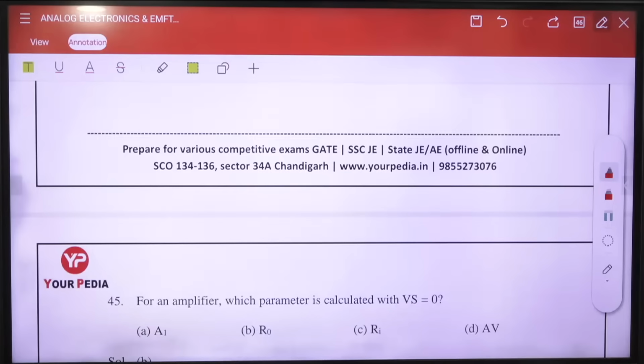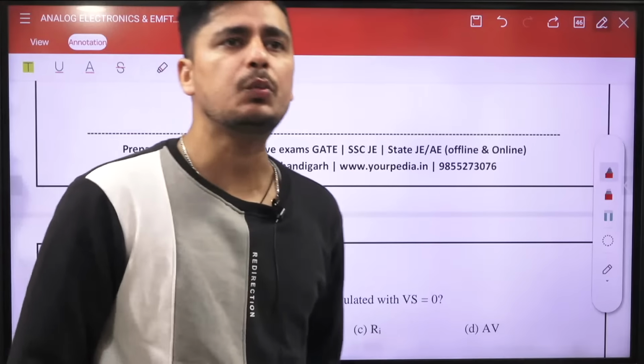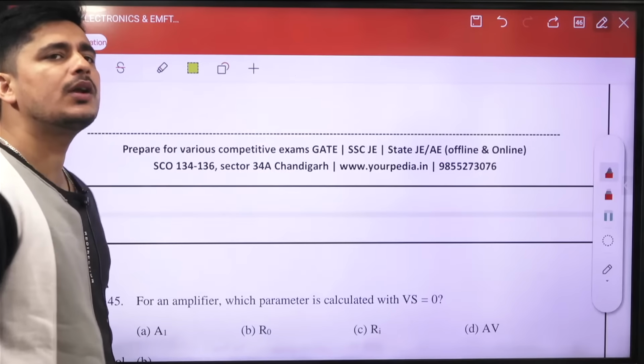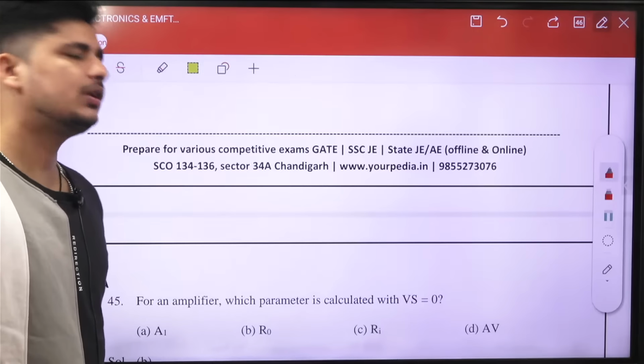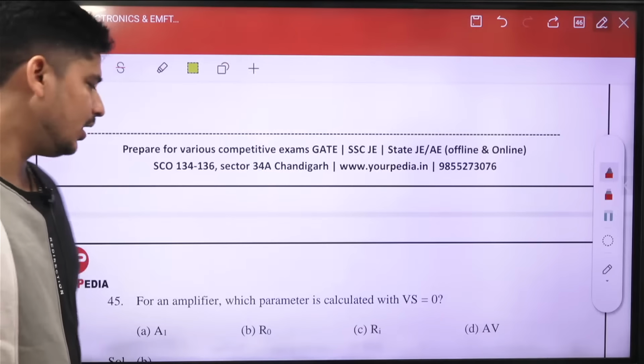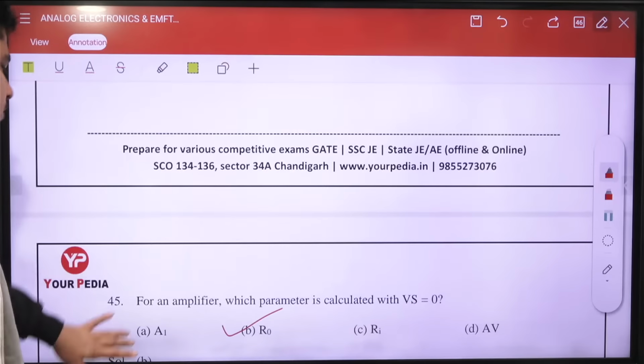Which parameter of an amplifier is calculated when your Vs is 0? Vs means source voltage is 0. If you remember, in case of an amplifier, if you want to find the output impedance of that circuit, then you have to set the source voltage as 0, right? It means the answer will be output impedance.